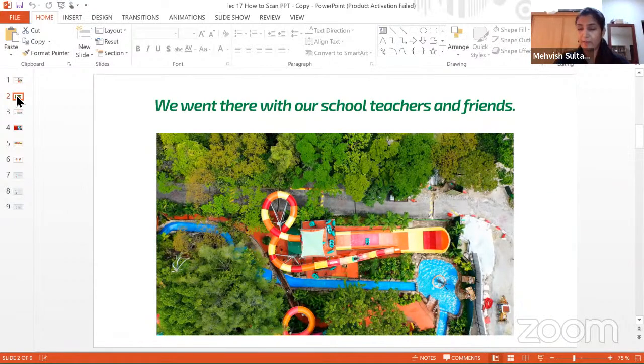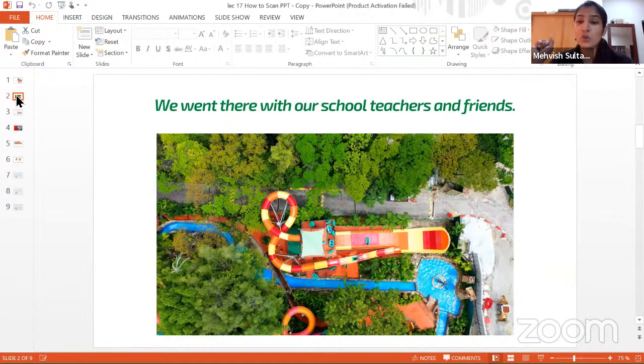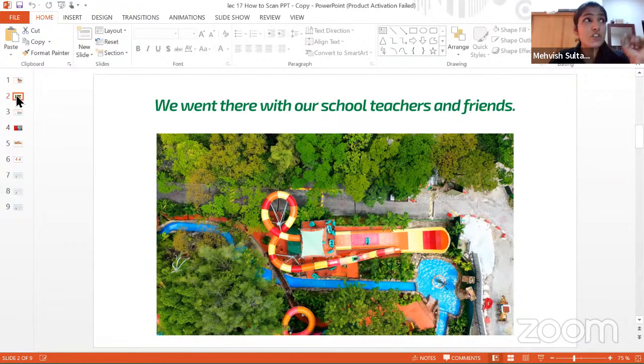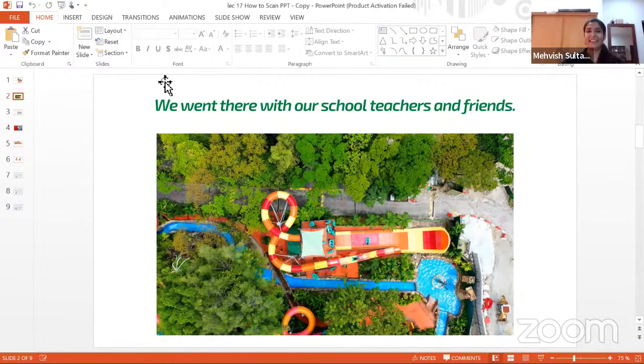Okay, can you try that when you say or pronounce W, your lips should get rounded like W? We went there with our school teacher. And can you also please try, when you see an R at the end of a word, do not pronounce it, okay? So can you try and read the whole sentence like this? We went there with our school teacher and friends. Wonderful, thank you.